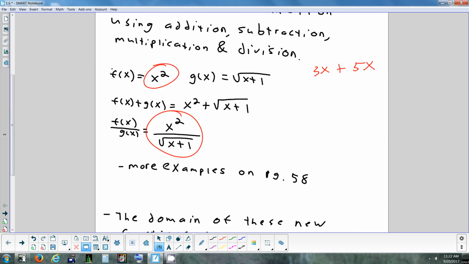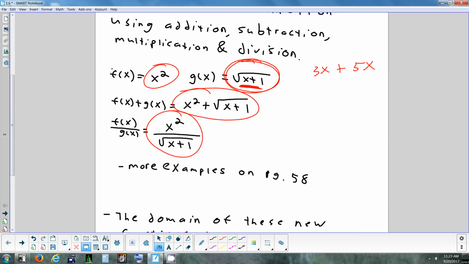There's no restriction. The domain here would be all x values that make what's under here at least 0. So what could you pick for x values? You could pick 0, -1. You can pick any number from -1 and up. Because if you do -1 plus 1, you get 0. And we just said that's okay. So domain here is all numbers greater than or equal to -1.